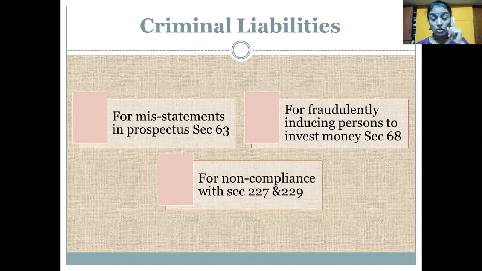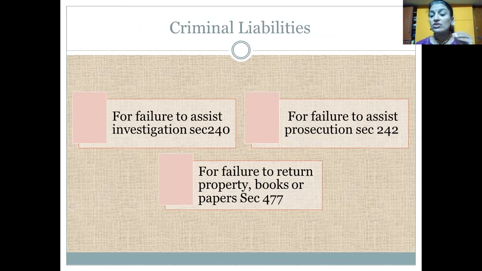For non-compliance, if he is not following the rules and regulations, if he is against the law, then according to Section 227 and 229, he is a criminal. For failure to assist investigation: while studying the duties, we read that he has to assist in the investigation and the inspection. If he doesn't do so, it is an offense under Section 240. For failure to assist prosecution, I have mentioned it in duties. It is the duty of the auditor to assist the central government in case of prosecution. If he doesn't do so, it is criminal liability according to Section 242 of the Indian Companies Act.